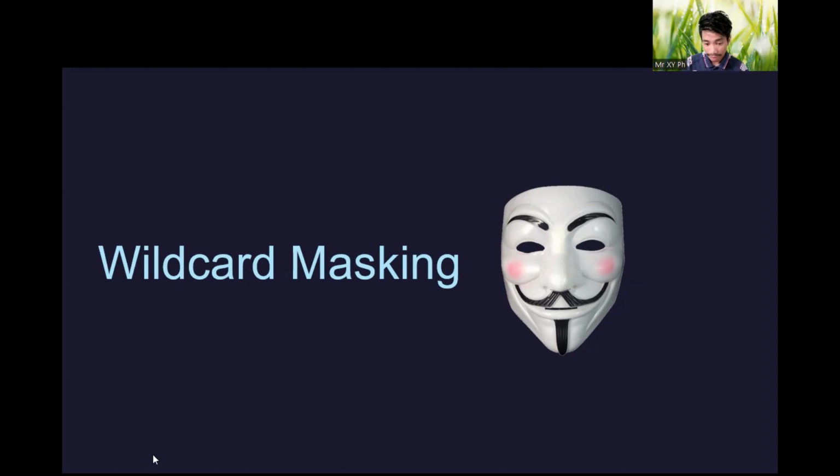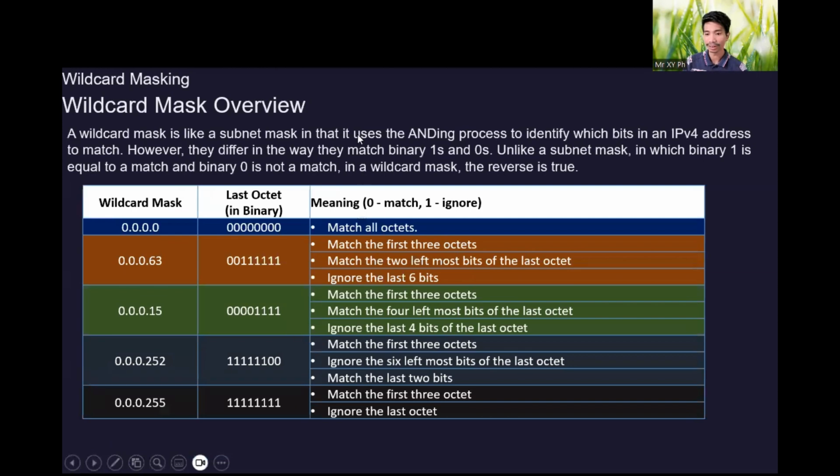Next slide. So we have the wildcard mask overview. The wildcard mask is like a subnet mask, right? But it uses the ANDing process to identify which bits in an IPv4 address to match. However, they differ in the way they match binary 1 or 0.